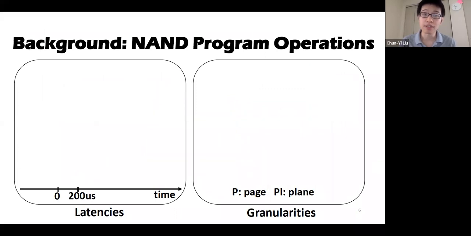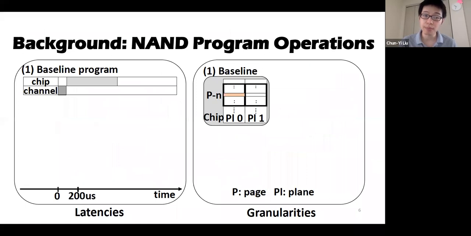Here we introduce the background of the program operation. First is the baseline program operation. The program operation typically contains 2 parts. The first part is transferring data from the DRAM buffer to the NAND chip. The second part is performing an operation to directly write data to the NAND flash itself. As you can see, the chip program time dominates the whole program operation. So later, we will mainly focus on the chip. However, the evaluation will contain both parts to give an accurate result.